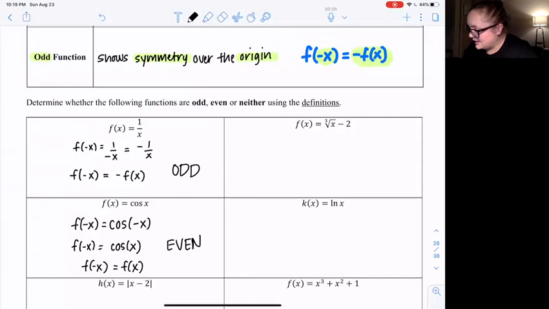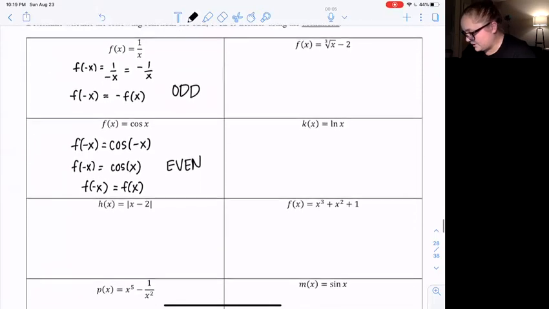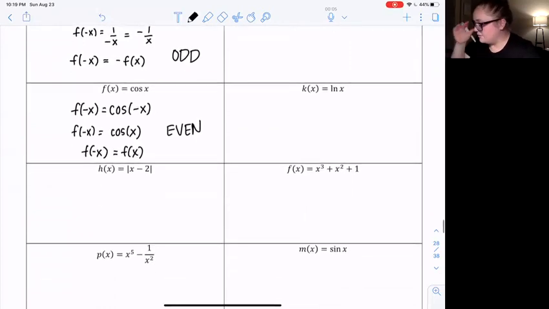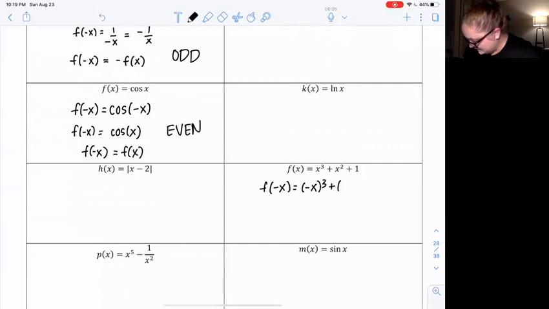All right. Now, moving right along, I'm actually going to go over to f of x equals x cubed plus x squared plus 1. So I have f of negative x, and that's going to be negative x cubed plus negative x squared plus 1. So this is going to become f of negative x is equal to negative x cubed plus x squared plus 1.